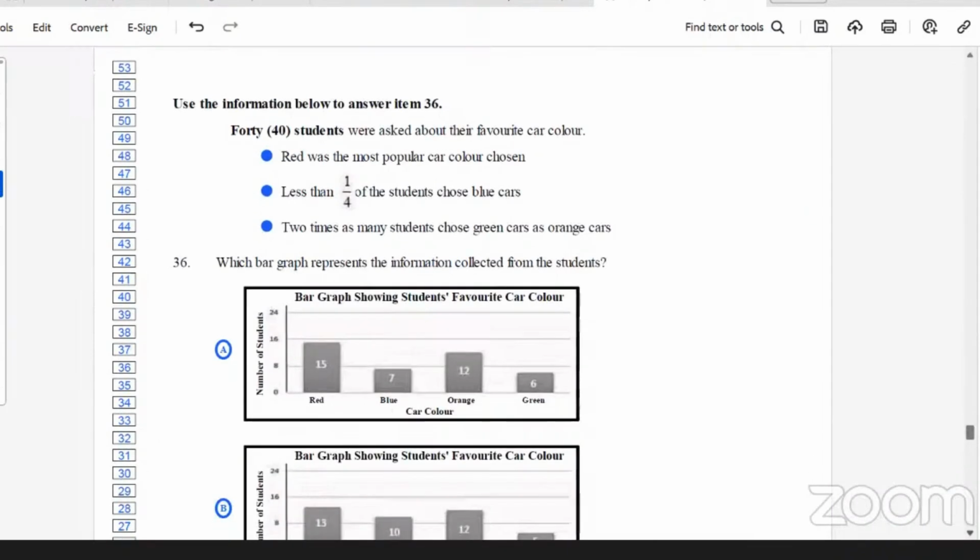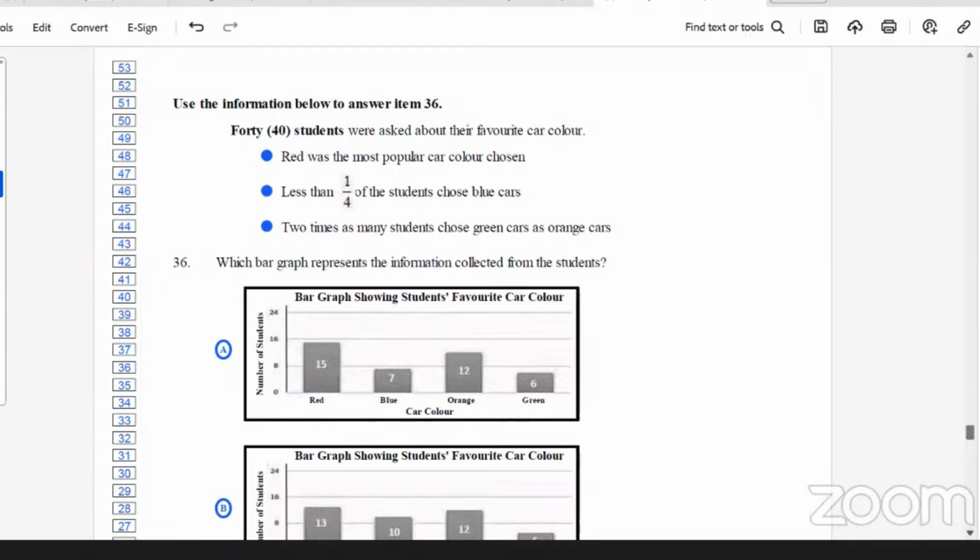All right, so it says, use the information below to answer item 36. 40 students were asked about their favorite car color. Red was the most popular car color chosen. Less than a quarter of the students chose blue cars. 2 times as many students chose green as orange. So let's look at the options. All right, so let's see now.